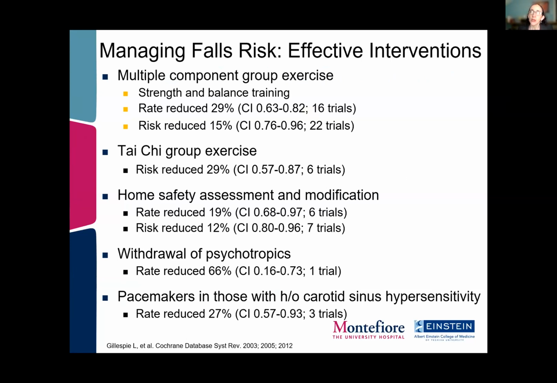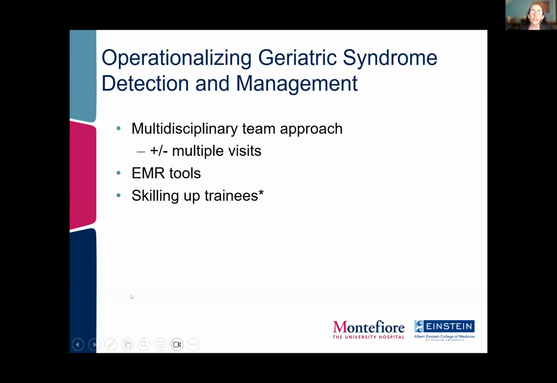And even though we may not prevent falls, and I talk about this a lot with trainees, it may not be fall prevention, but it's falls risk reduction. There's a lot we can do and that we should be doing in older adults with cognitive impairment and dementia who are at higher risk of falls, no matter what else. And so I'll move in my last few minutes here to talk about operationalizing geriatric syndrome detection and management, to touch on a little bit more about the multidisciplinary team approach, the EMR tools that we use, and skilling up trainees.